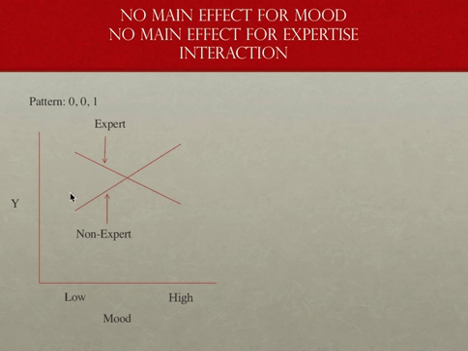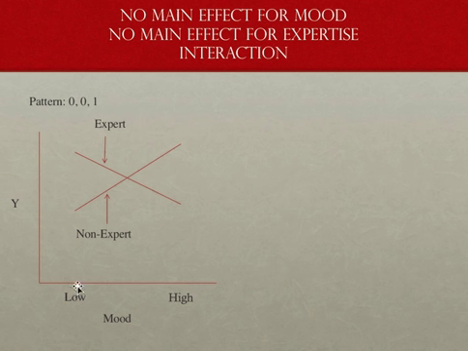So when you average out the two means for the low level of mood and the two means for the high level of mood, you don't get a difference between these two means. And if you look at the expertise line, the mean is here. So this is the line. The mean for the non-experts is here. There is no difference between experts and non-experts, so there is no main effect. But there is an interaction.